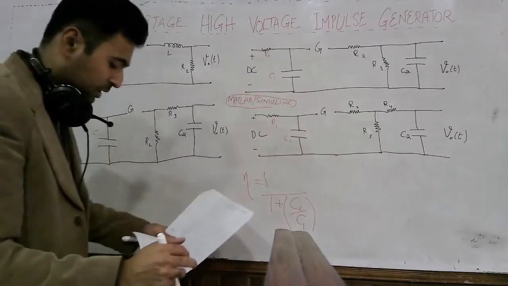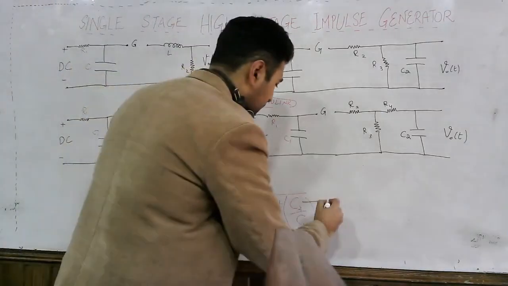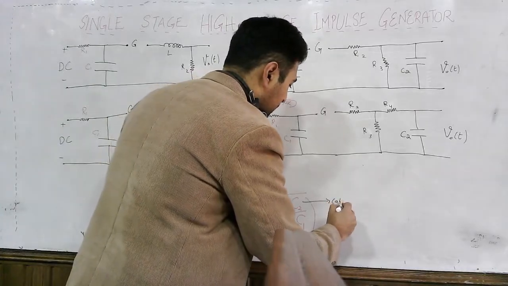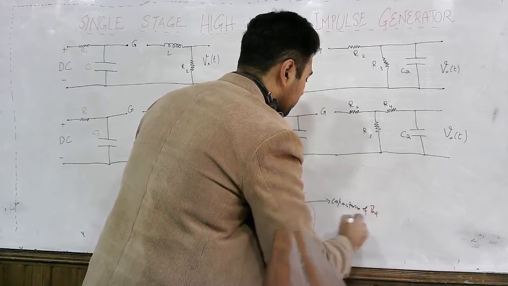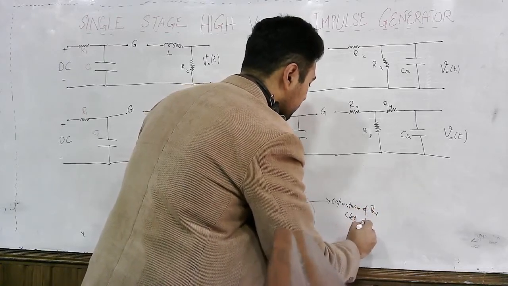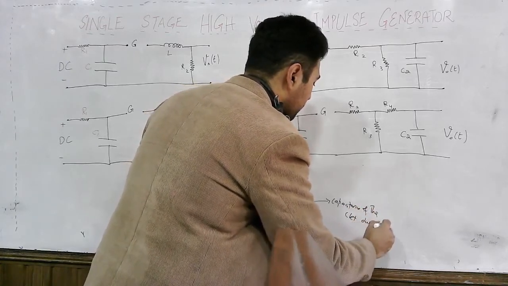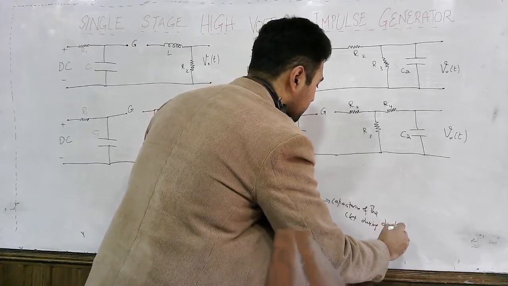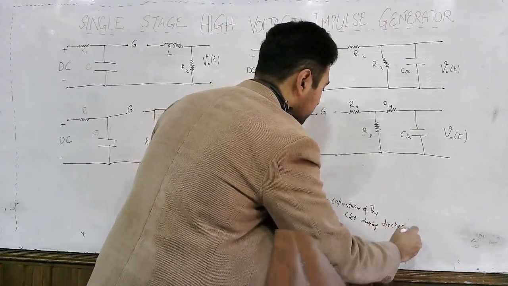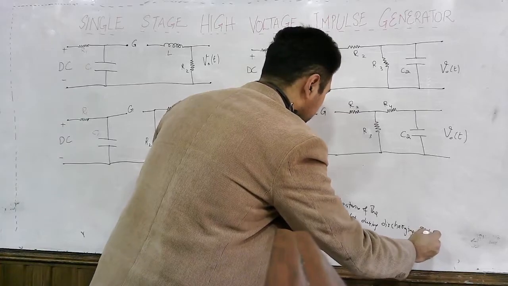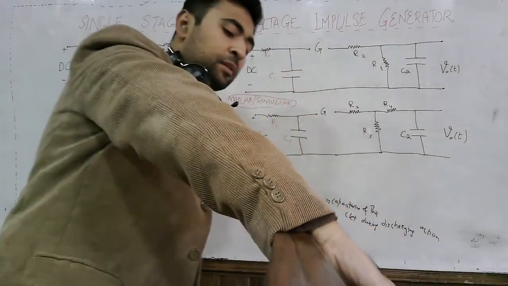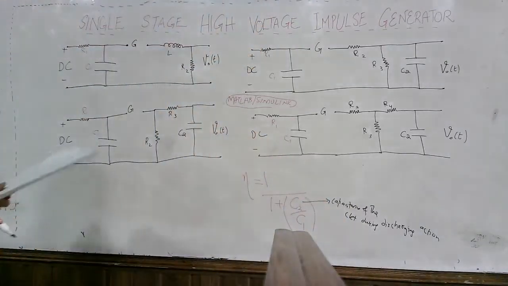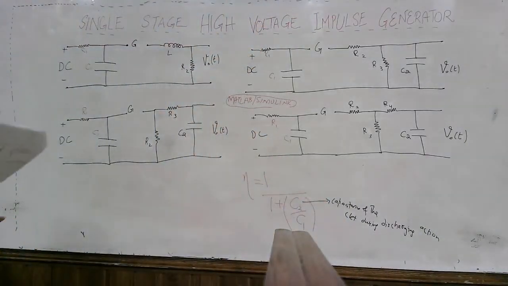And what is C2? C2 is the capacitance of the circuit during the discharging action. And so in this way you can find out the efficiency.